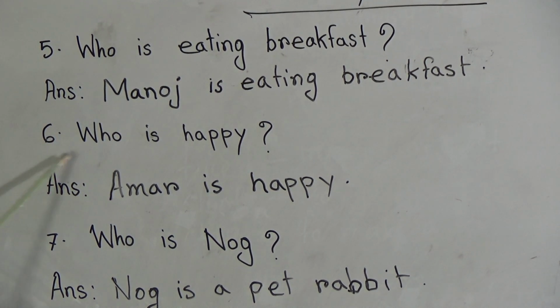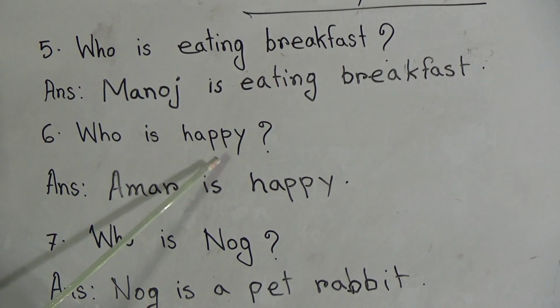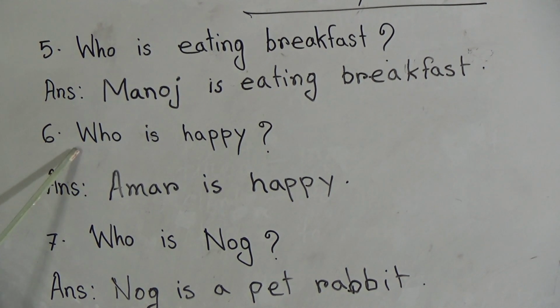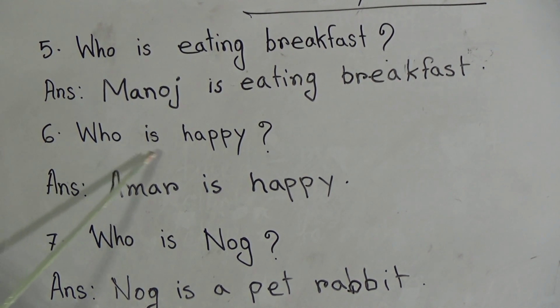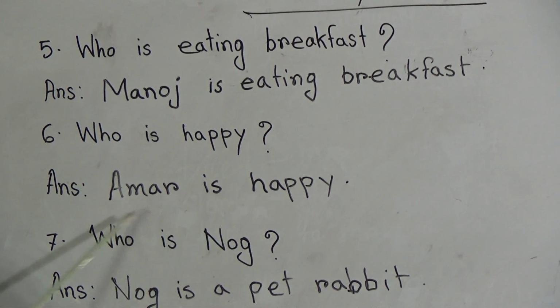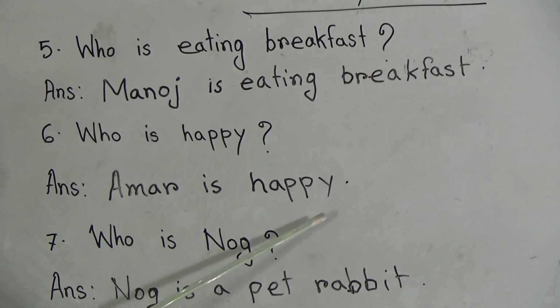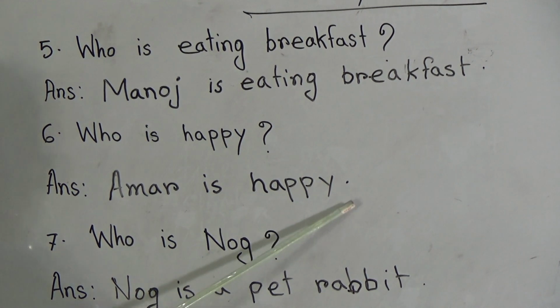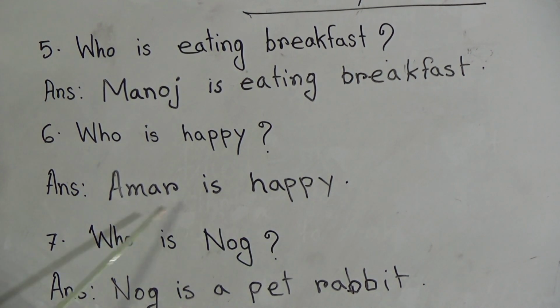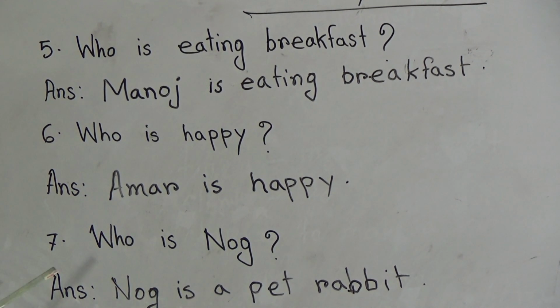So number 6, who is happy? Again, the question is who is happy? Answer, Amar is happy. Look at the spelling Amar, A-M-A-R, Amar is happy. I-S is H-A-P-P-Y, happy. Okay, and don't forget to give full stop. Always give a full stop after the sentence.